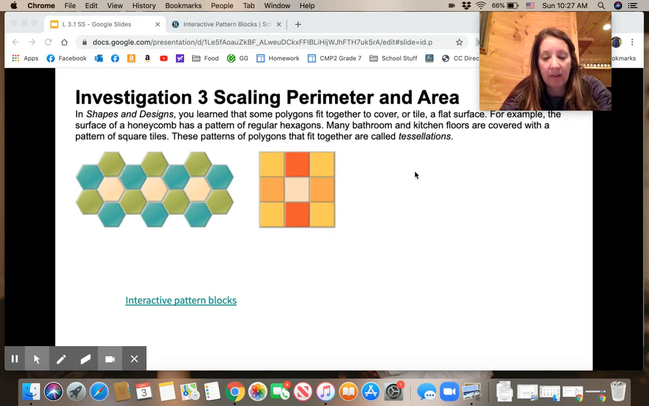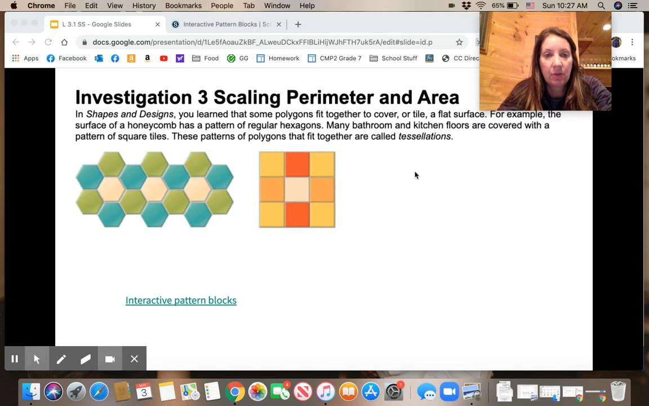And we talked about that a little bit last week. Because there are 2 dimensions in area, the length and the width, that's why you would do the scale factor squared, because both dimensions are being doubled.